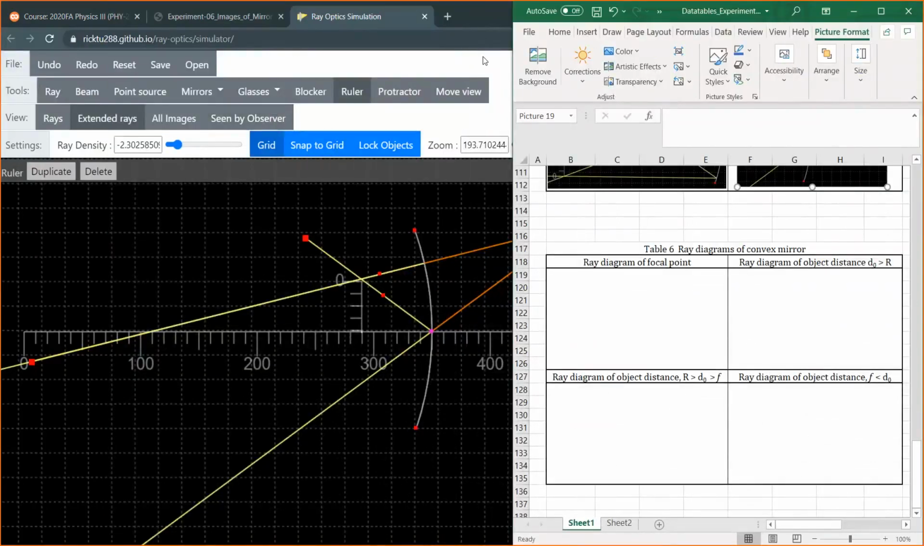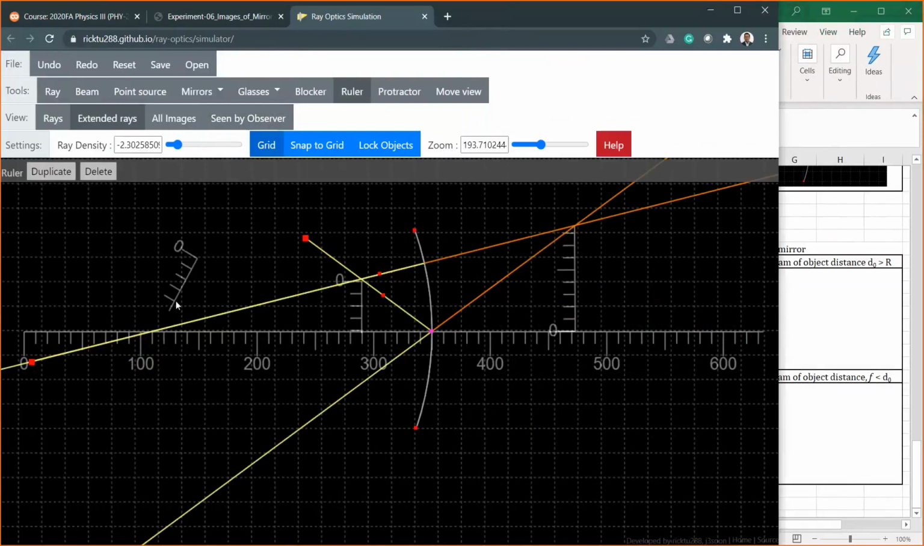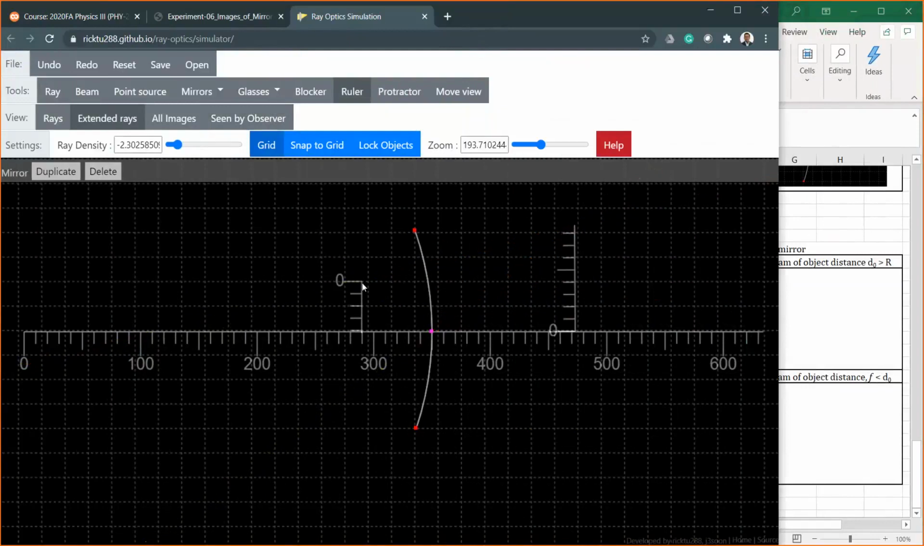All right, so let's continue. Now I need to do the same thing for the convex. So let's get rid of all of these. You can click on any of these and then hit the delete button. That will delete all of these rays. You can see all these object, image, and everything; none of them we need now.